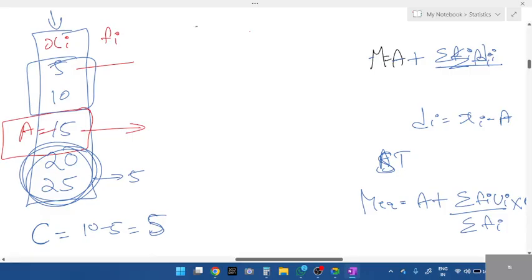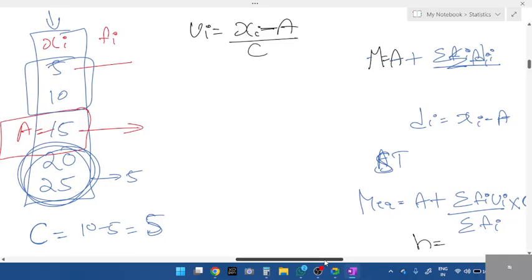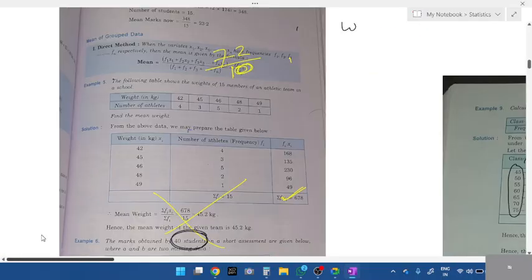Next, what is the ui value? Tell me ui. Same, Xi minus a. The only difference is c. You can take c or h. Naming is anything, students. You can name it anything. Some textbooks give C, some give H. These are the three types of method for me. Is this clear? All of you understood?